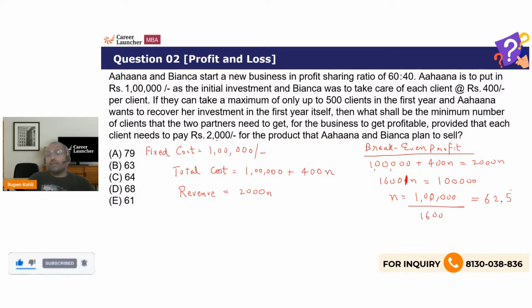But you can't have half of a customer. You either have full or nothing, because these are people. So you're looking for the integer value. 63 would make it happen. At 63, you will be marginally profitable, right? By a very tiny margin.